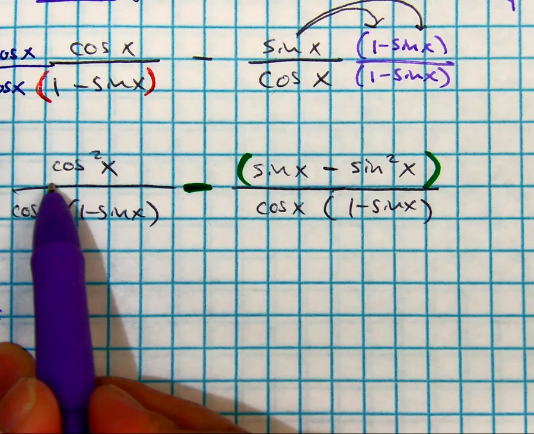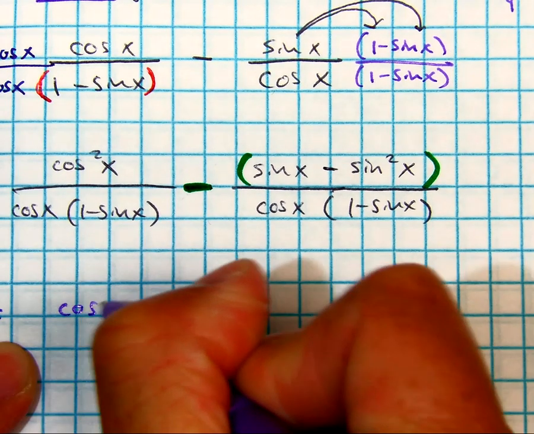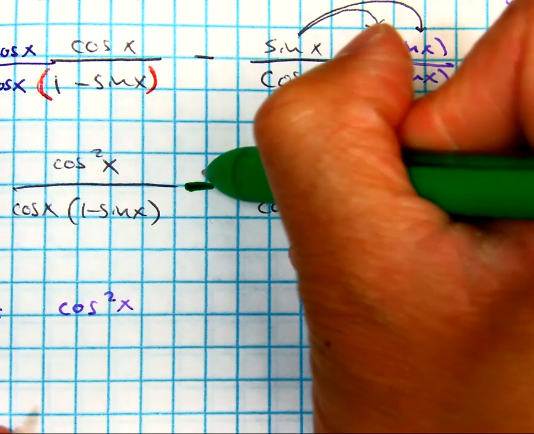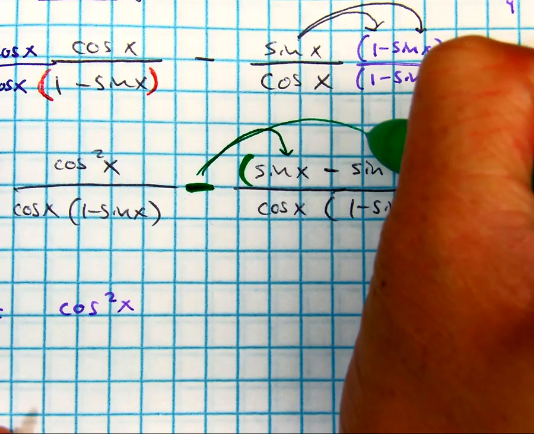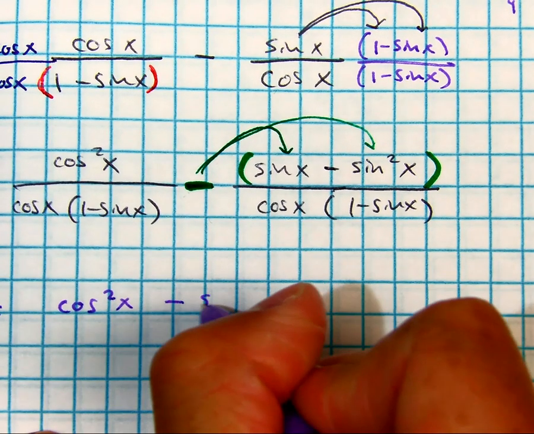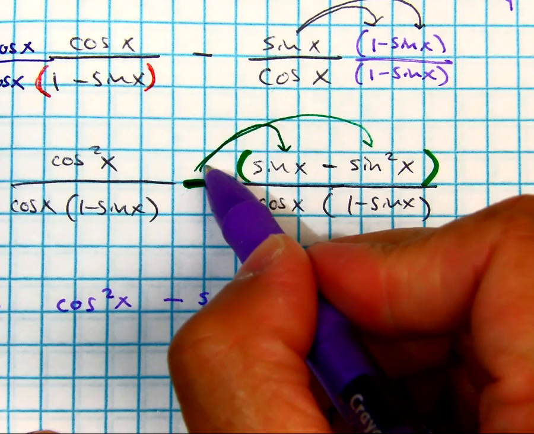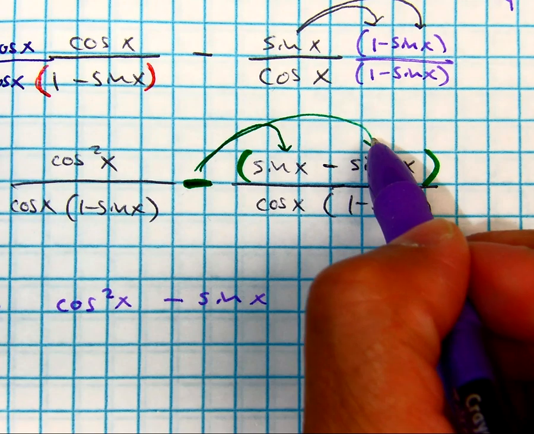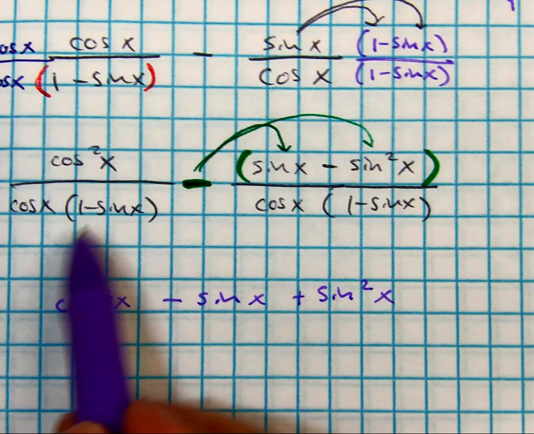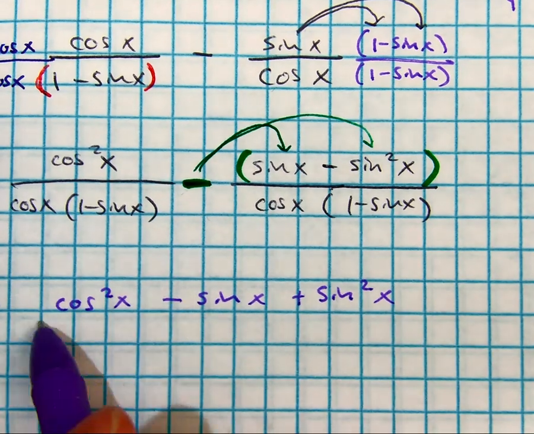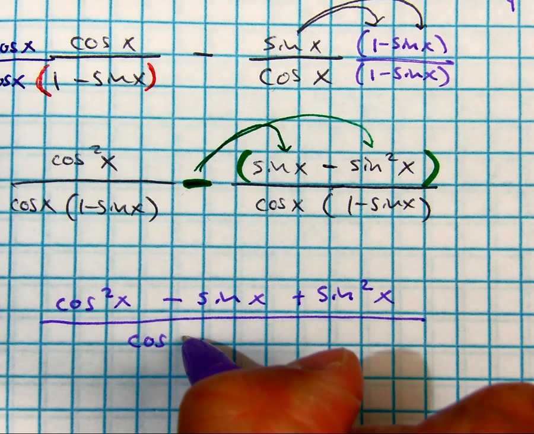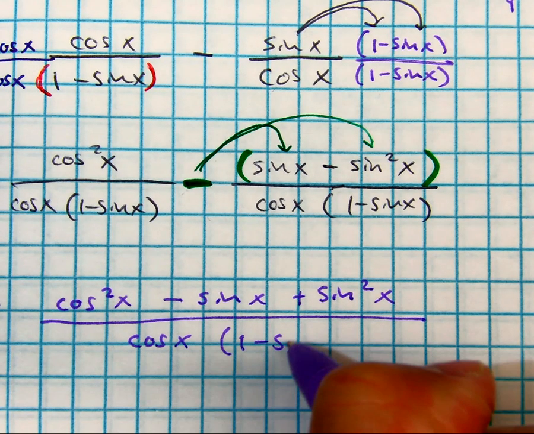Now I have cosine squared x. I'm going to distribute this negative sign. So I have negative sine x, and this negative or negative 1 or the opposite would be a positive sine squared x. Now we have a common denominator, so now I can put it under one fraction. Cosine x times 1 minus sine x.